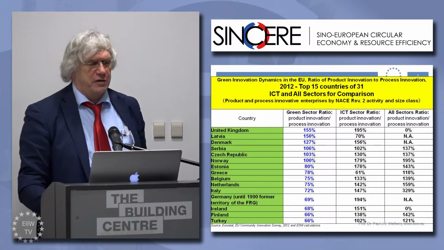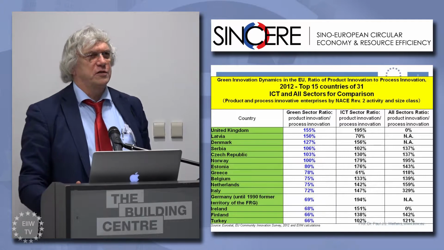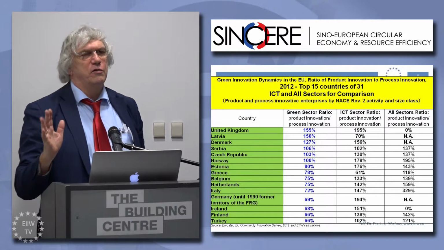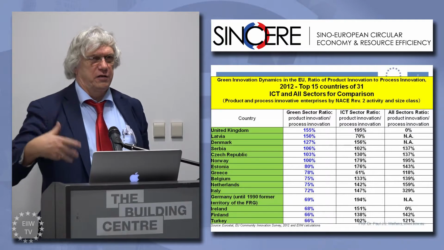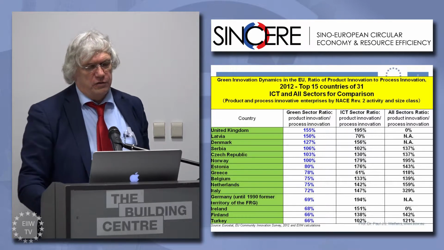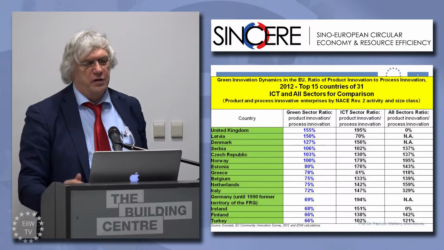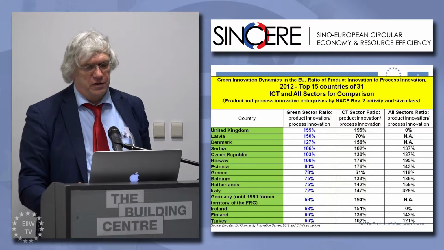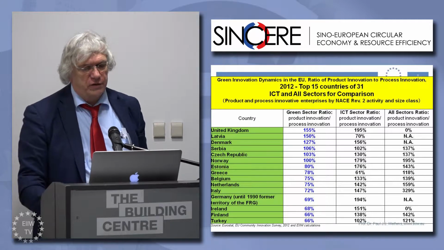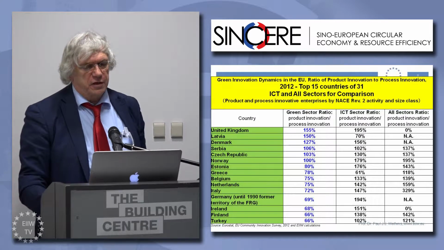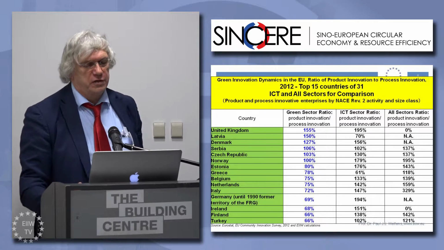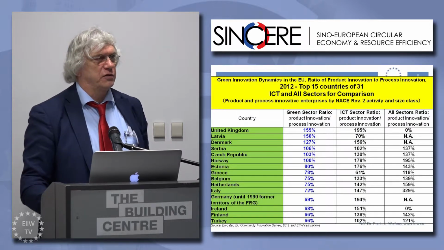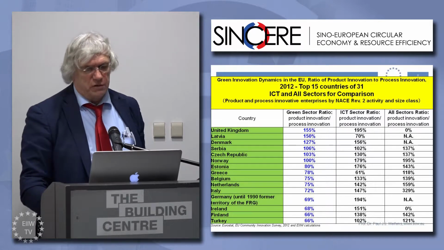If we look at the year 2012, and here we have a problem because the Community Innovation Survey covered this only for the year 2012, so they did not include it in the regular 2-year survey, which is a pity. But you see a number of countries here. Germany is, I think, number 12. And I was thinking that a good benchmark to assess this green sector ratio in an additional way is to look at the ICT sector ratio, just for comparison, and also at all sectors.